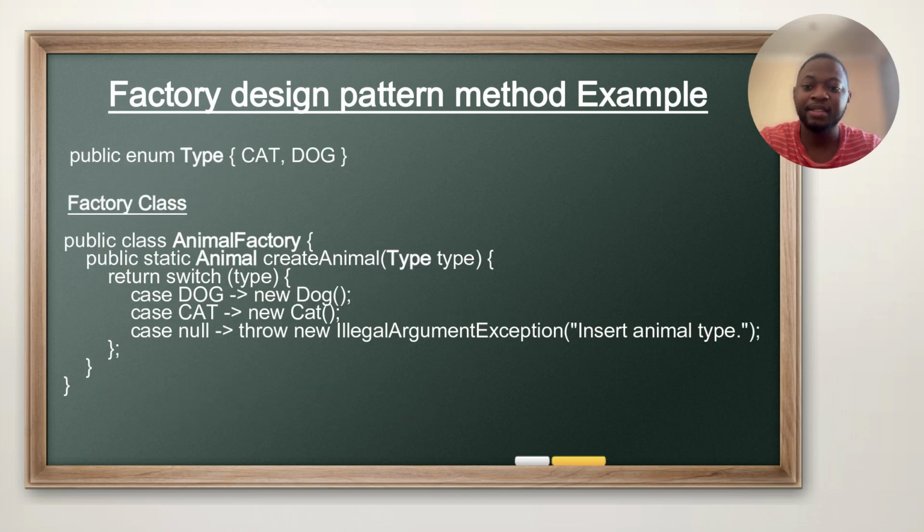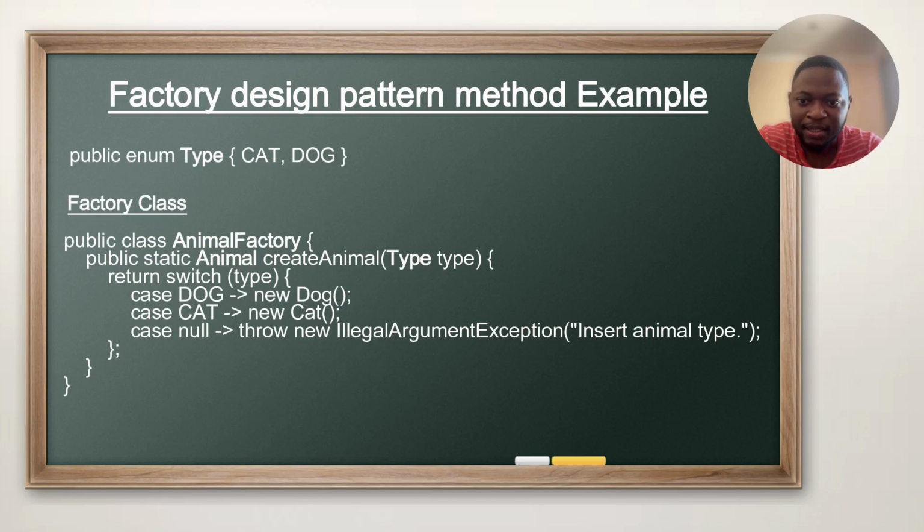The next slide is the factory class, the FactoryAnimal class. The FactoryAnimal class is the class that is responsible for creating the animal objects depending on the type that is passed in. As you can see above, we have the type enum, which has Cat and Dog, the two concrete classes that we had on the slide previously.